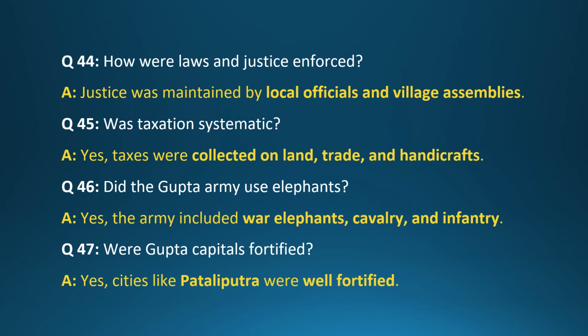Question 45. Was taxation systematic? Answer: yes, taxes were collected on land, trade, and handicrafts. Question 46. Did the Gupta army use elephants? Answer: yes, the army included war elephants, cavalry, and infantry.